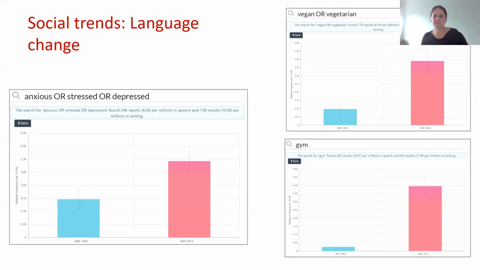We can also explore, for example, language use in relation to social trends. I already looked at this, and showed one finding: the use of anxious, stressed, or depressed. If we looked at how the use changed between the BNC from the 1990s and the British National Corpus that represents more current use, we would see an increase. And actually, the difference was statistically significant.